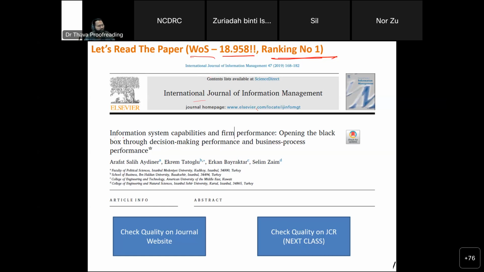All right, so the paper is focusing on information system capabilities. What is IS? That means all the software, all the systems running on information technology, whatever information technology that is. So: information systems and firm performance. How does IS help firm performance? Opening the black box through decision-making performance and business process performance. They are introducing these two processes to make sure that IS actually helps improve a firm's performance.